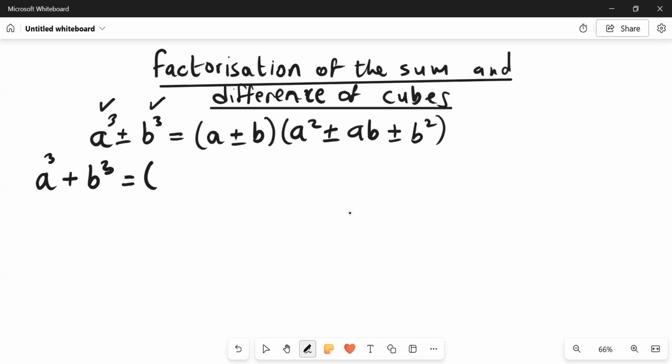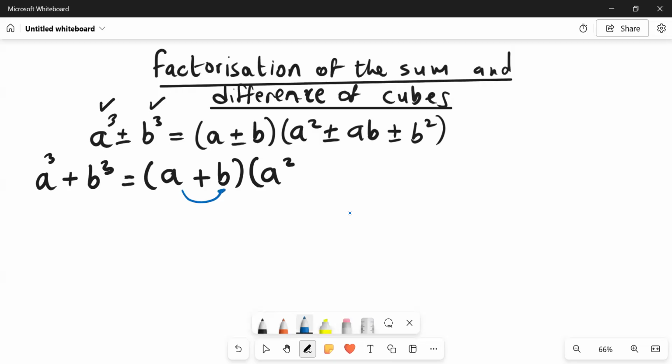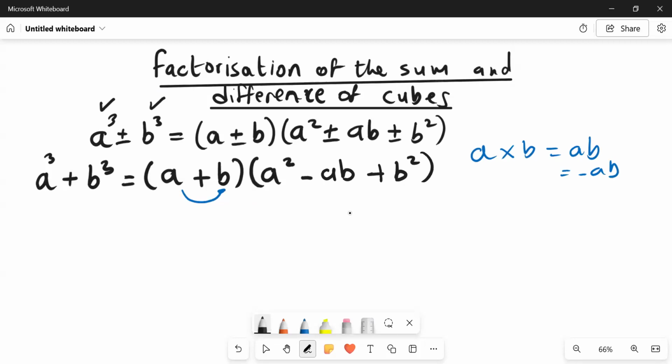The cube root of a cubed is just a, plus the cube root of the last term, that's only b. And then you square the first term, that's a squared. From here, you multiply these two and change the sign. So a times b is ab. Change the sign, that's minus ab. So we write minus ab there, and then square the last term. You'll have plus b squared, and then it's fully factorized.